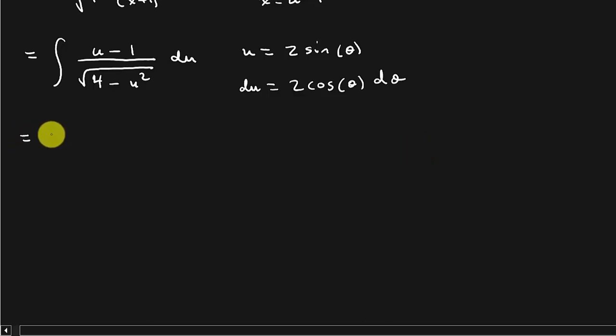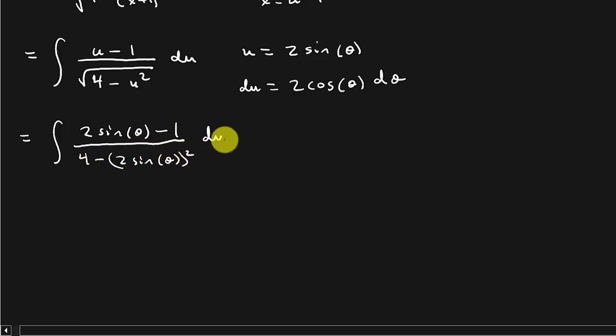All right. So now let's make all of our substitutions and see what happens. And so this is going to be 2 sine theta minus 1. I just replaced this u with 2 sine theta, over 4 minus 2 sine theta squared du. I'm sorry, I don't know why I wrote du. What's du? That is 2 cosine theta d theta. You got to make your substitutions.